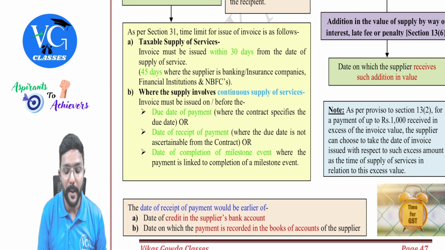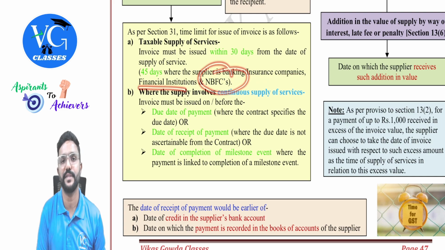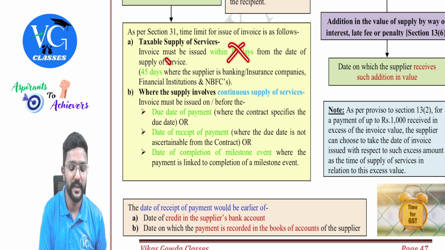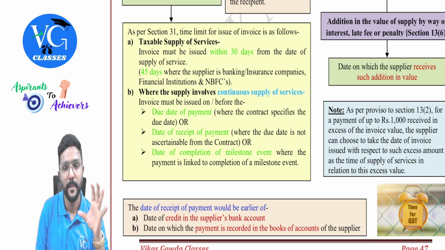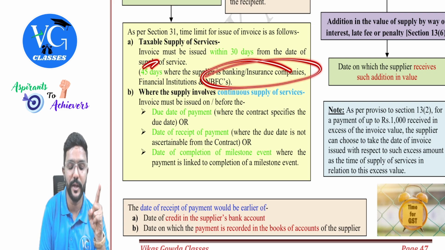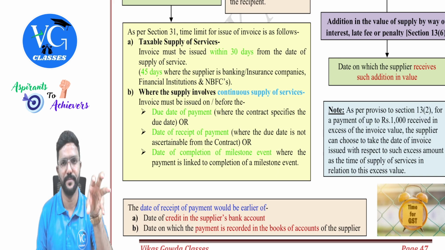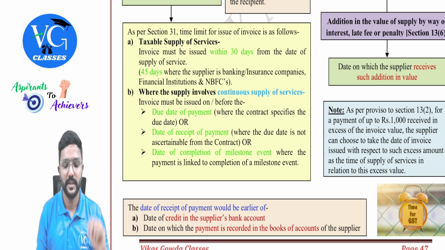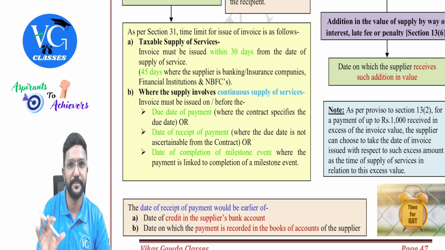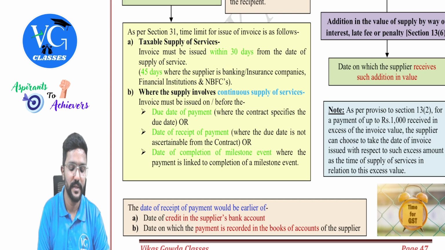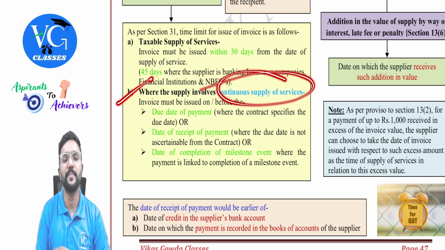Whereas if the supplier is a banking, insurance company, financial institution or NBFC, then instead of 30 days, they are giving 45 days. Please be careful. Only if the question specifies that the supplier is one of these, go with 45 days. If it is anyone else, or if they have just given supplier and didn't tell who he is, then go with 30 days, which is standard. Got it? Yes.